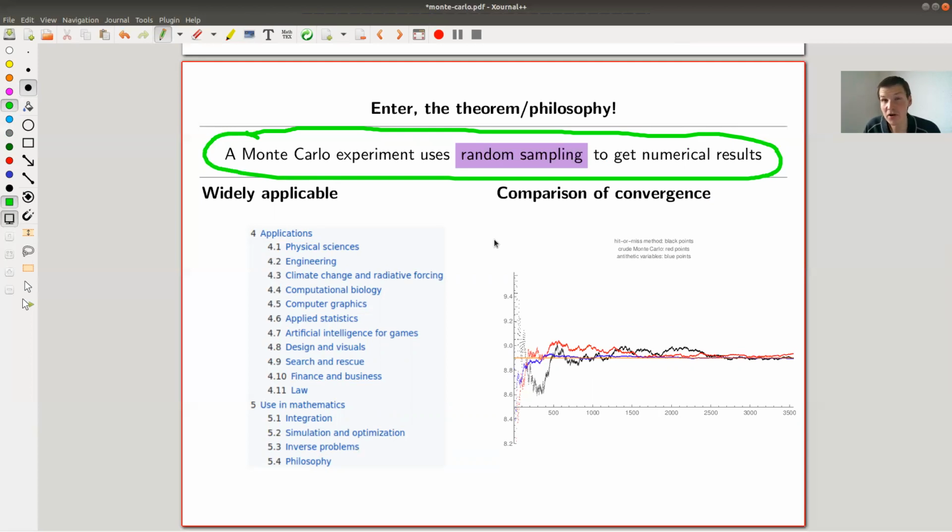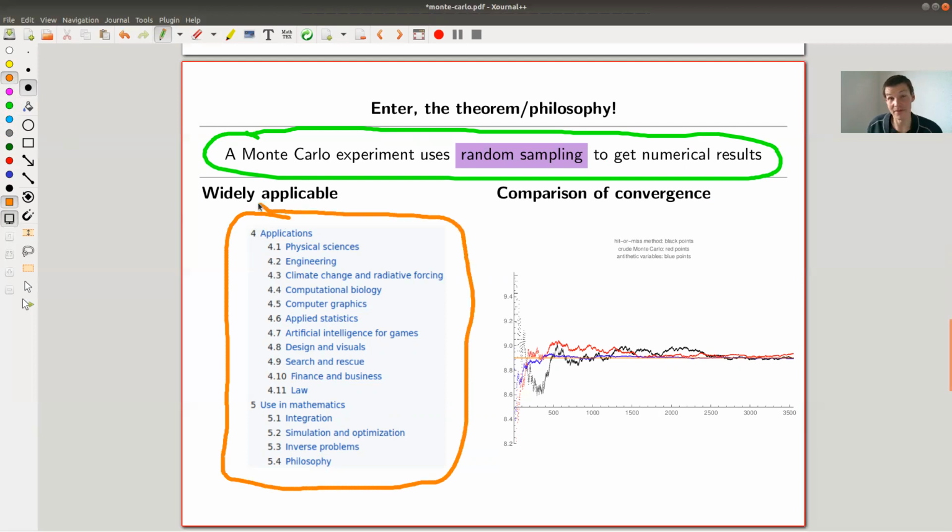And as I said, it's only about 80 years old, so it actually came from particle physics, I think. Link is in the description to the history. But Wikipedia lists a huge list of applications, link is of course also in the description, from physical science at the top to law.